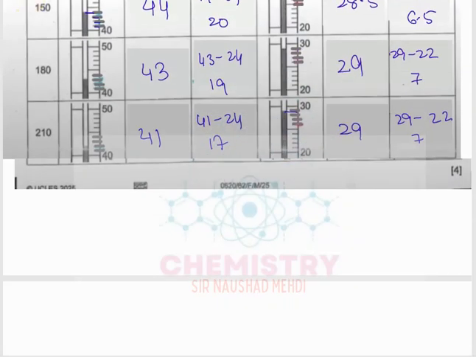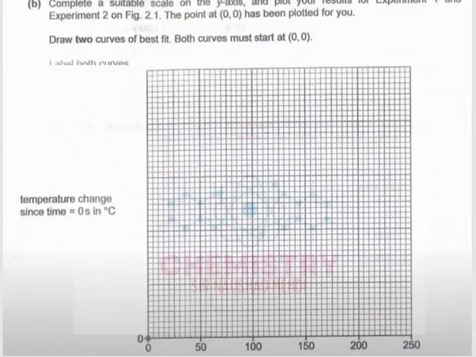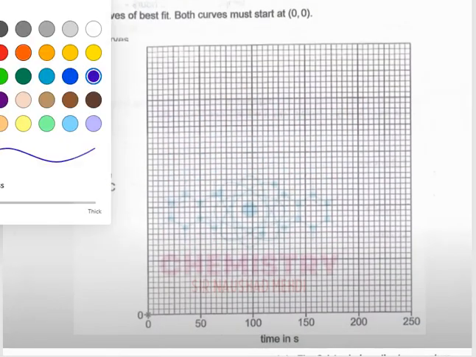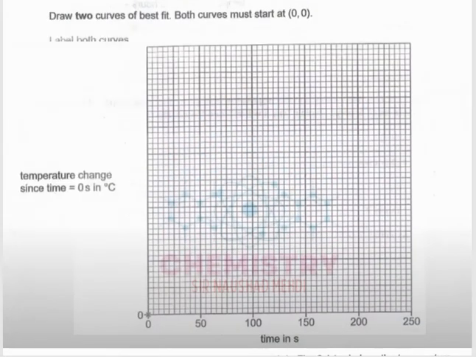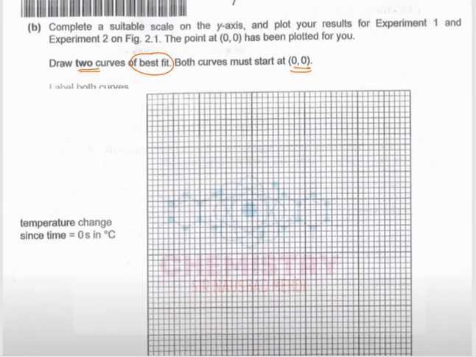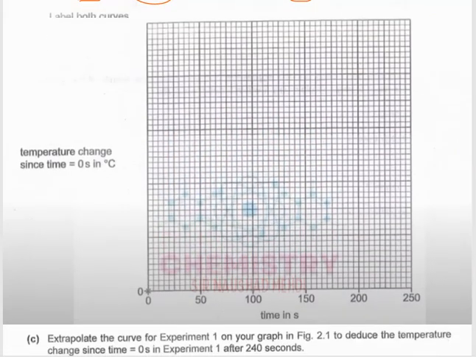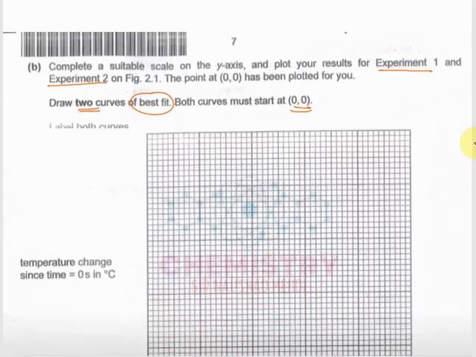So in this way we have completed this table for 4 marks. Now we have to draw the graph. Okay, so draw the two curves of best fit, and both the curves start at 0, 0. So you have to draw both experiment number 1 and experiment number 2. On the x-axis we have time, and on the y-axis we have the temperature change. So we have to plot the temperature change for both experiments with respect to time.